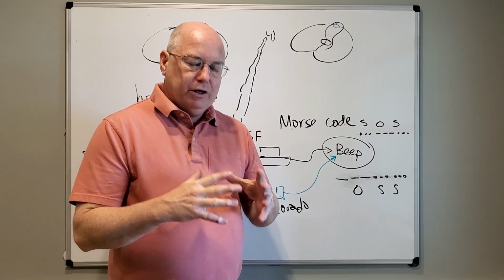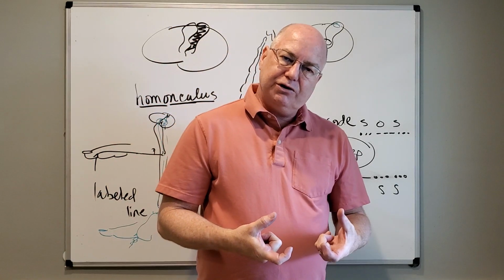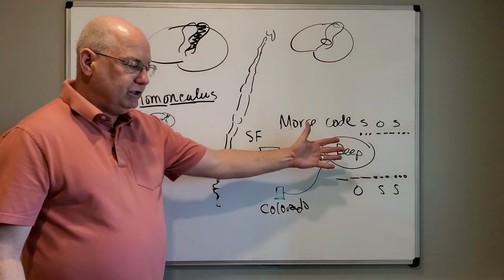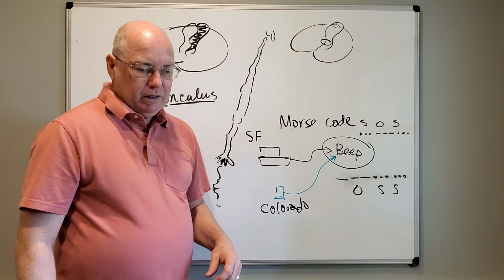Okay, so you need to read the stuff that's in bold in the note set on this page. You need to understand the difference between the labeled line and what sensory coding is telling us. All right.